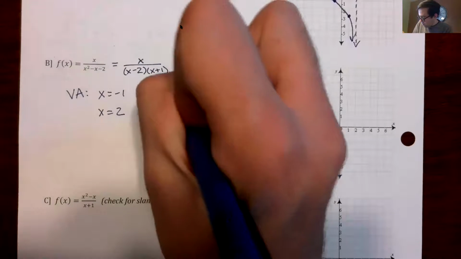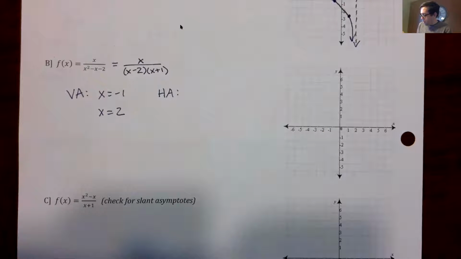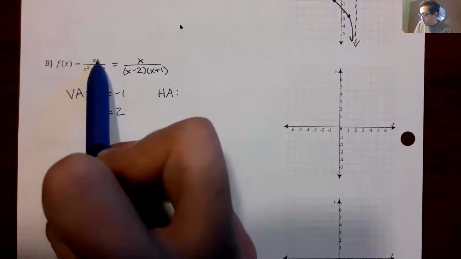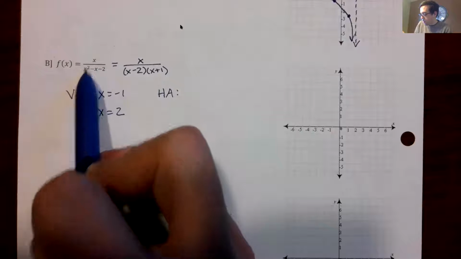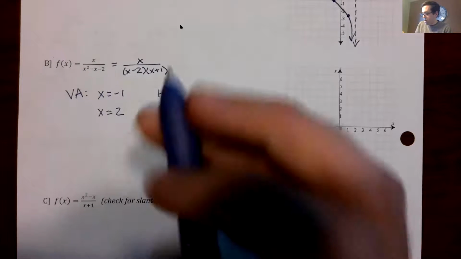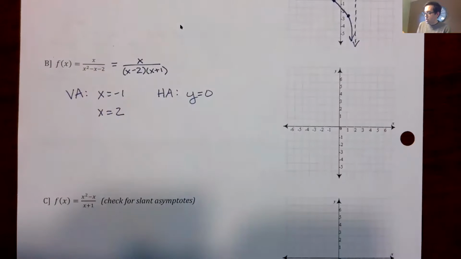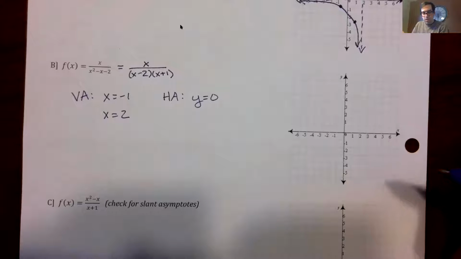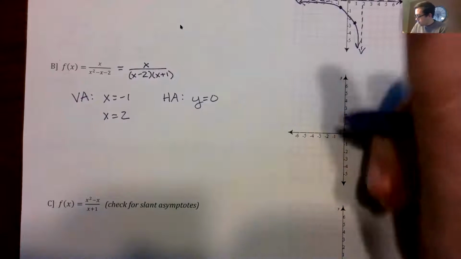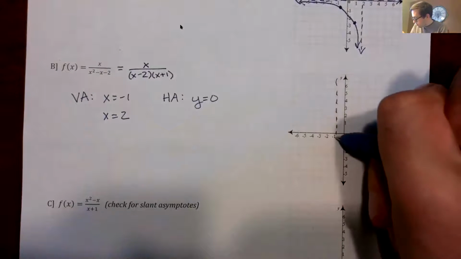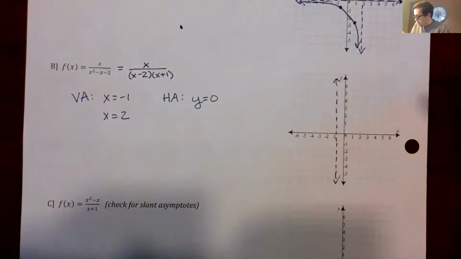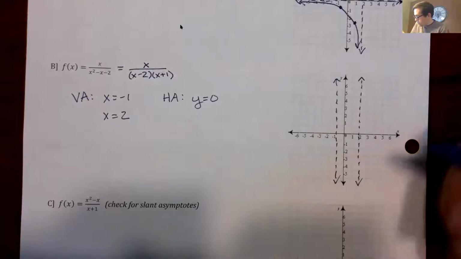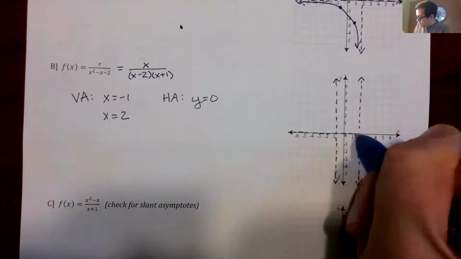For the horizontal asymptotes, let's see, what can we do here? In the original, you can see that the degree of the numerator is 1 and the degree of the denominator is 2. So we're bigger on bottom. When we're bigger on bottom, we have a horizontal asymptote of y equals 0. Okay, so let's graph these asymptotes. x equals -1. x equals 2. And y equals 0 is our horizontal asymptote again.